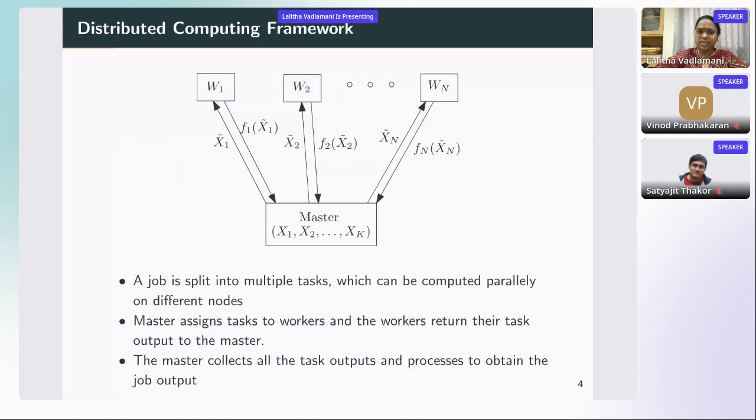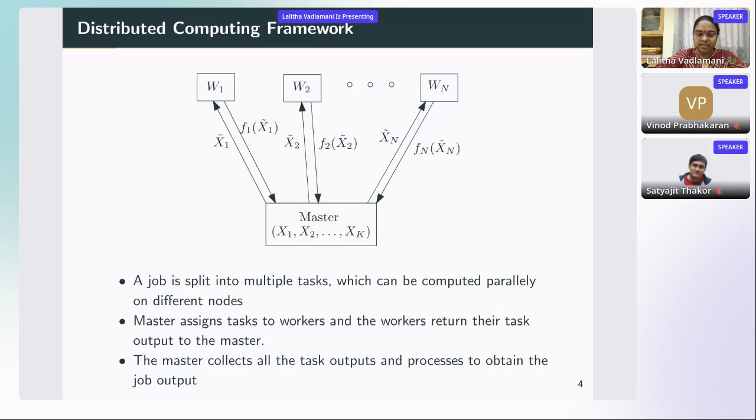The framework is as follows. There's a master, and there are some worker nodes, and the worker nodes are not communicating among themselves. It's only the master who keeps track of the overall picture. The workers are just doing the task which is given to them. That's all that they do. The master takes the responsibility of splitting a job into multiple tasks and exploiting the parallelism of the compute resources which are available from the workers.